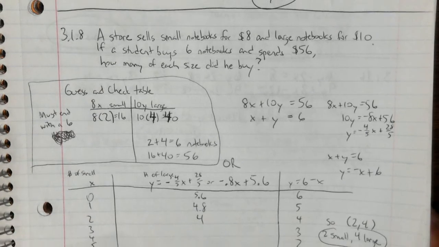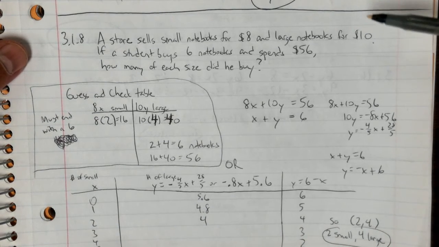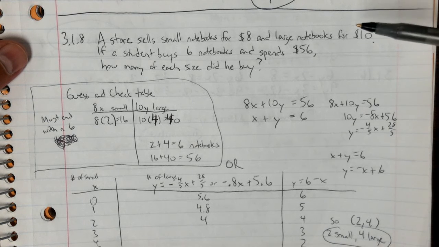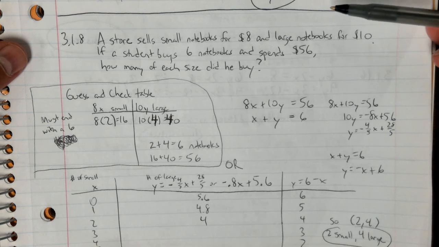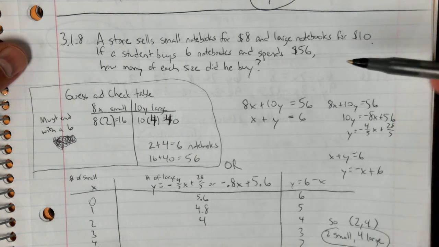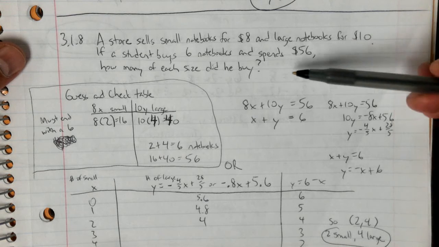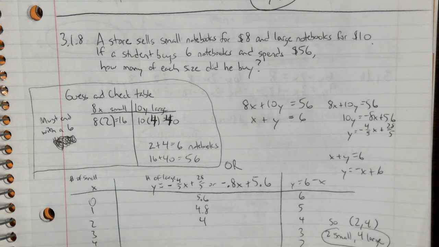Okay, on your next problem, it says a store... start over on this one. A store sells small notebooks for $8 and large notebooks for $10. If a student buys 6 notebooks and spends $56, how many of each did he buy?